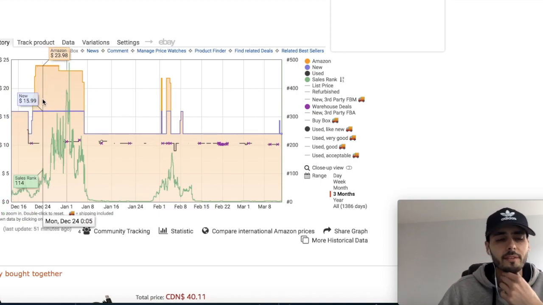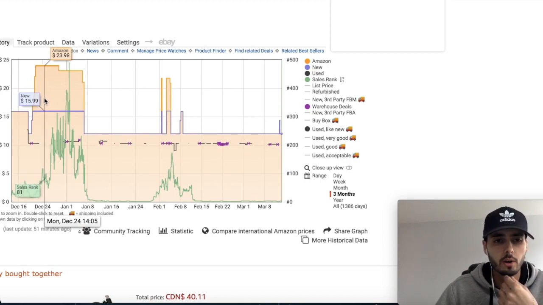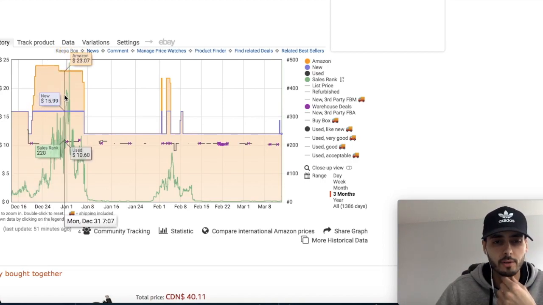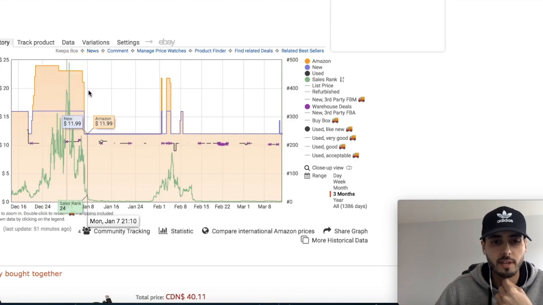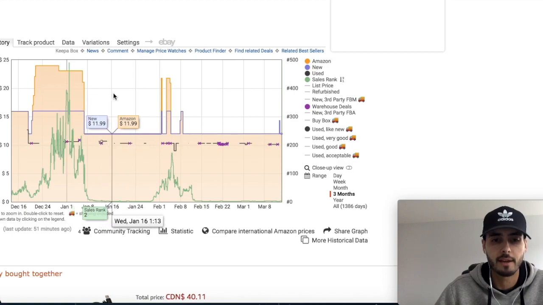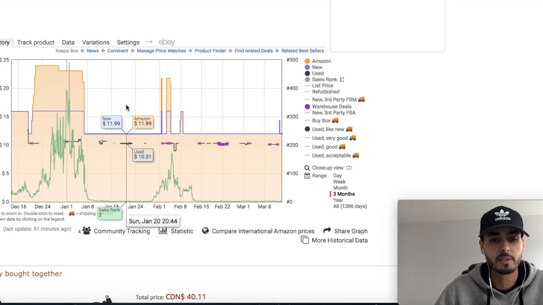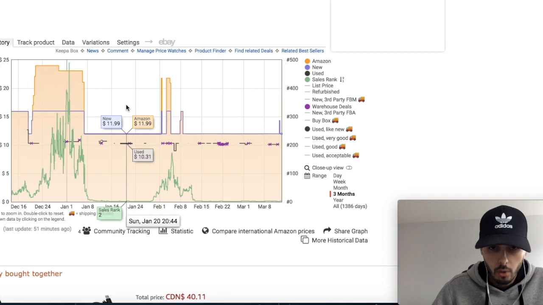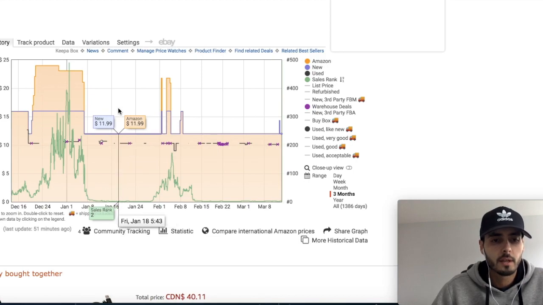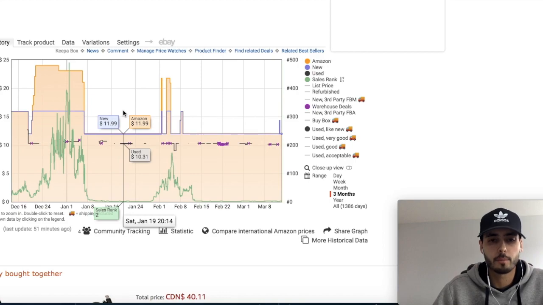Now, if we continue our cursor over, we see that they dropped it during this time frame to $23.07, $21.06, and then back down to $11.99 for a long period of time. The majority of this time that you can see here, guys, in the last 3 months, they've sold this product for $11.99. So what does this mean, guys? This means that we can see exactly what Amazon has done in the past regarding their prices.